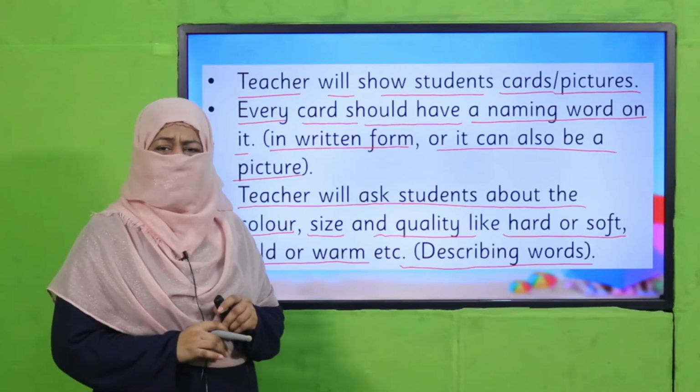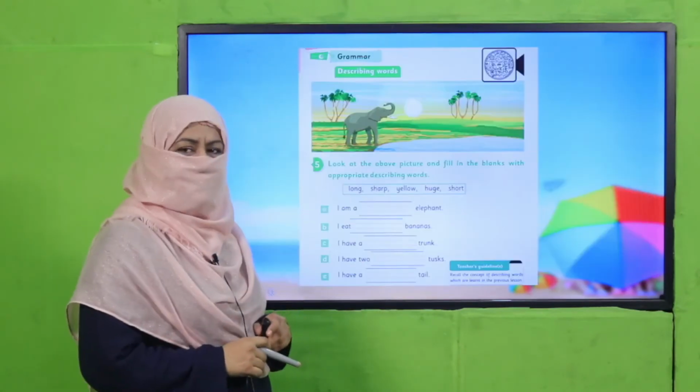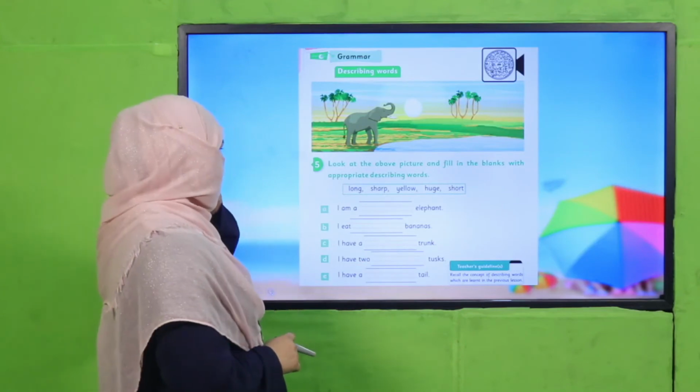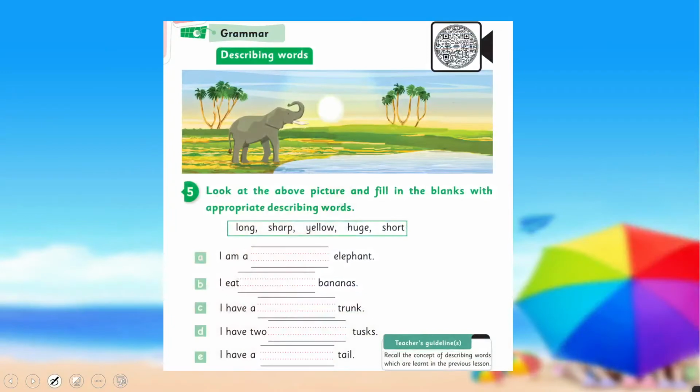Yes, my dear students, are you done with it? Good job. All right, now let's practice it from your book. All of you, open this activity, and what we are going to do, look at the above picture. Here is a picture. Look at this picture and fill in the blanks with appropriate describing words.